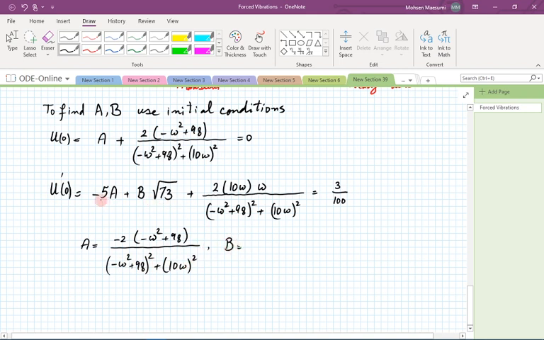And b, well, I have to take 5a to the other side. Take this expression to the other side and divide by square root of 73. So here's a division by square root. This stuff is on the right hand side. 5a, 5 times this is going to come to the right hand side. So I'm going to have 5 of... There was a factor of -2. It's overall factor of -10 omega squared plus 98.